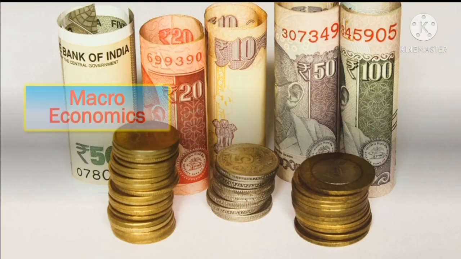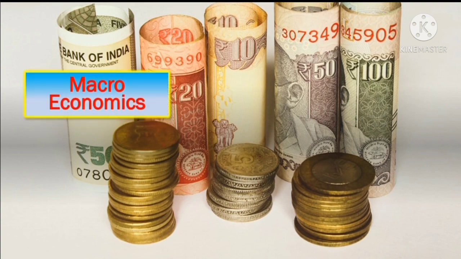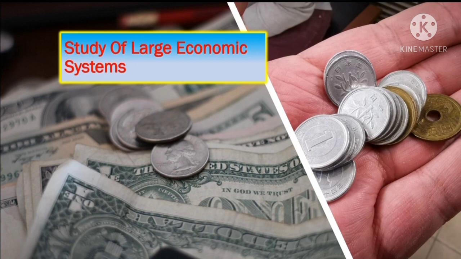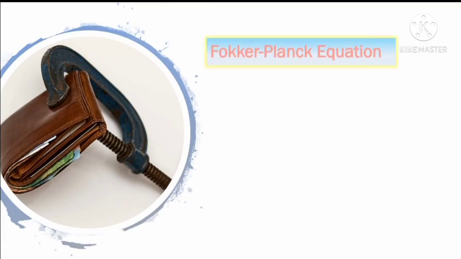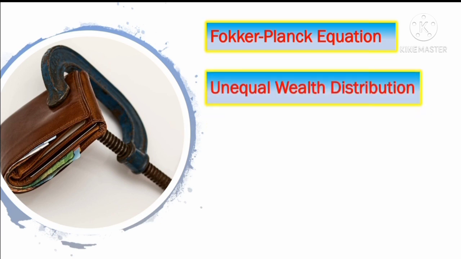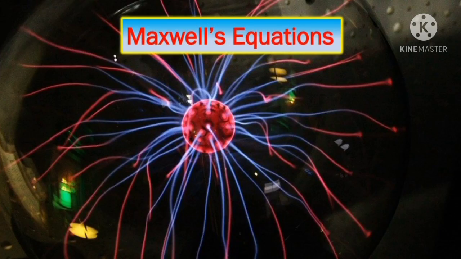Differential equations come very handy in macroeconomics, which is nothing but the study of large economic systems like that of a country. So one such equation, friends, is the Fokker-Planck equation, which is a partial differential equation describing time evolution. So friends, equations like this help us understand why some countries are poorer than others, what causes recession, and how to deal with them. The next application is Maxwell's equations.